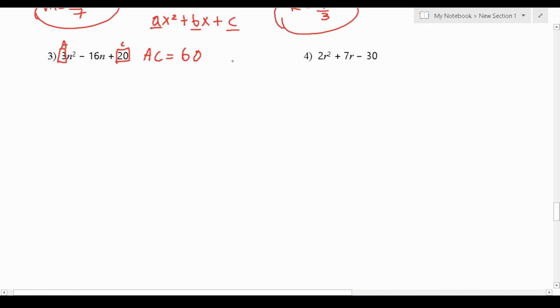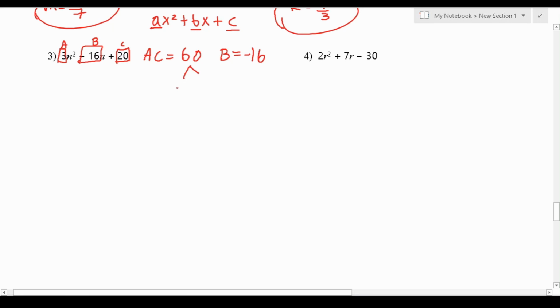And then, according to the Australian method, you want to identify your b as well. B in this case, we can see is going to be negative 16. So in other words, we're looking for two factors of 60 that add up to negative 16. And this one's not that straightforward because there are a lot of different factors of 60. So if you got stuck here, just bear in mind that sometimes you have to look for multiple factors before you find the right one.